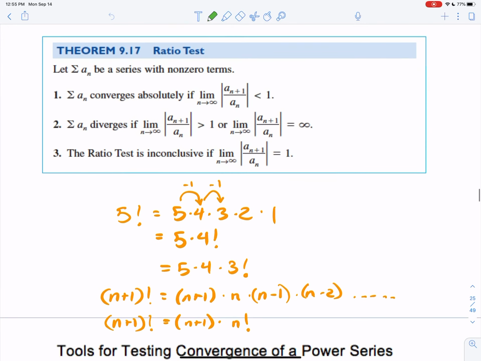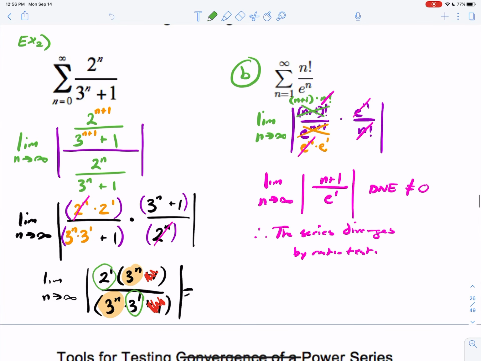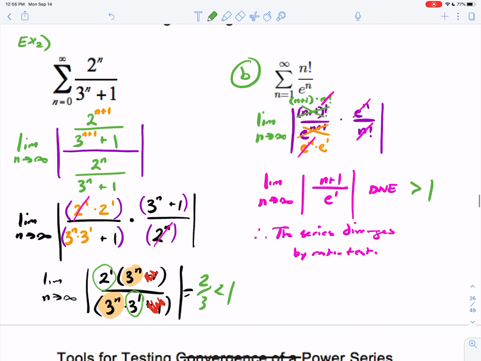All right, so let's take a look at the ratio test. The first one came out to 2/3, which is less than 1, so we know that that converges. This right here came out to infinity. Ooh, okay. Mr. Lee made a boo-boo. This is definitely larger than 1, so we know it diverges.